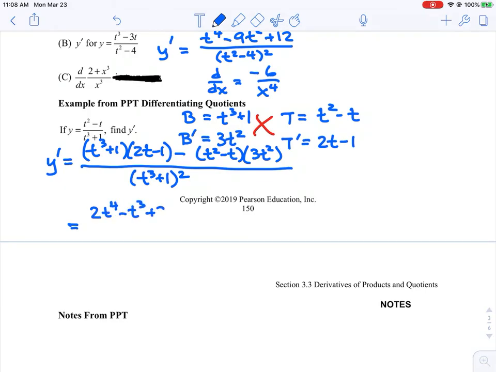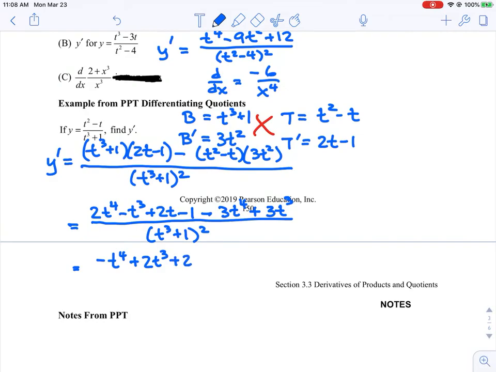First, outers, inners, last. I'm going to distribute and subtract at the same time. So minus and negative is plus, or positive, or 2 negatives multiplied together. So that you get negative t to the fourth plus 2t to the third plus 2t minus 1, all over t to the third plus 1 quantity squared.